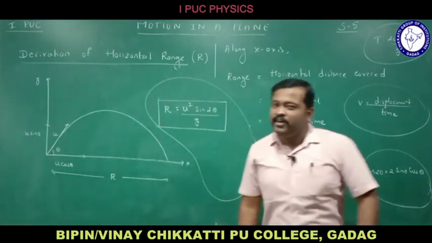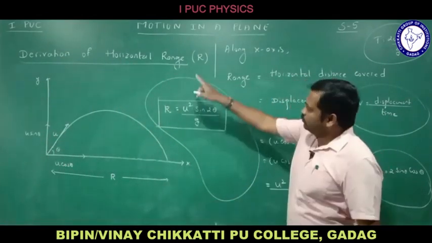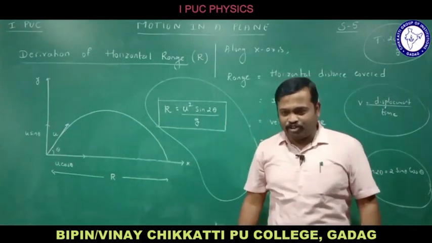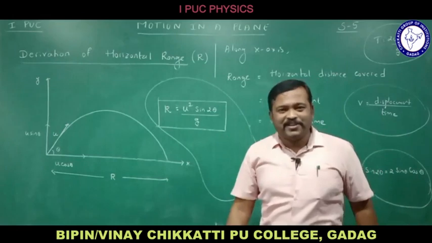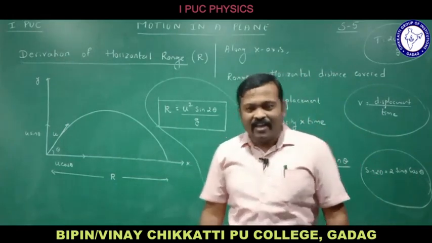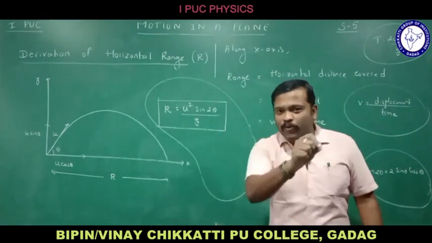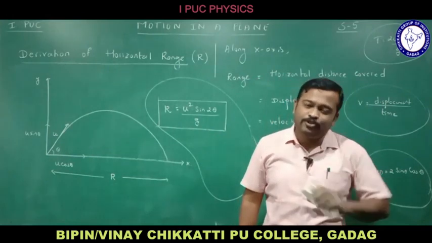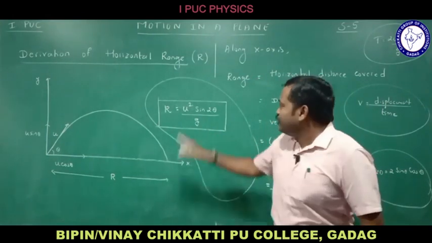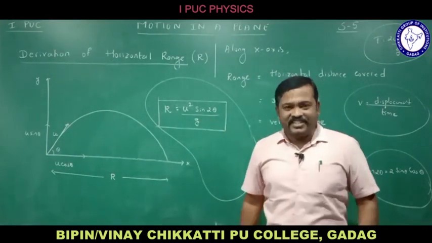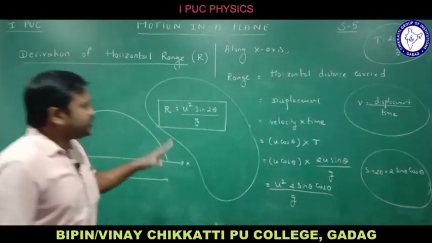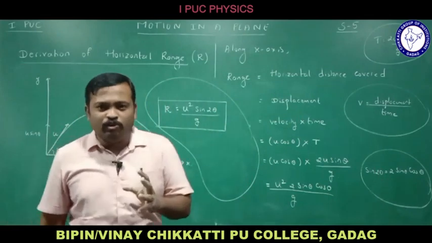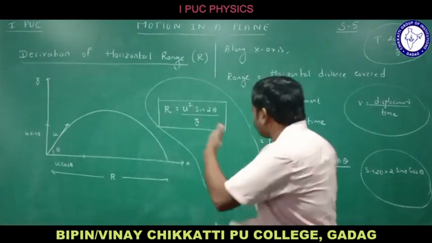Right, again it will be a 3 marks question. Derive the expression for horizontal range. So we need to write this, and we have derived the expression for horizontal range of the projectile, that is R is equal to u square sin 2 theta upon g. Do you understand this? Right? u square sin 2 theta upon g, that is the expression.